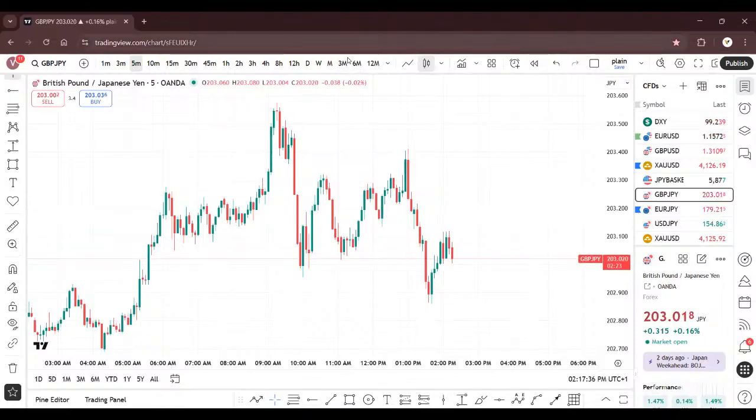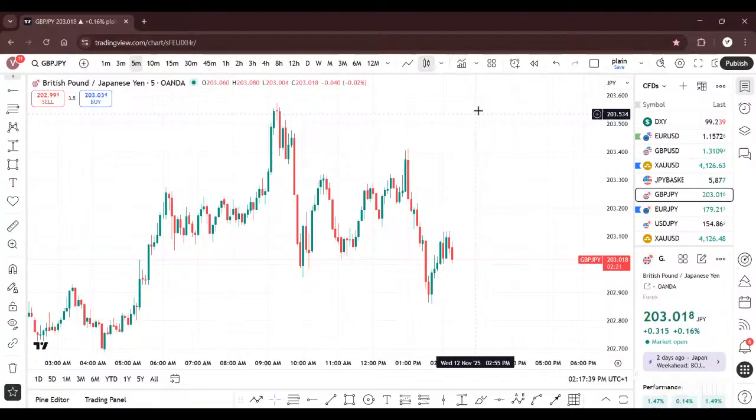I'll have to head back to my chart so that we can take advantage of this together. We're going to be meeting again tomorrow morning for the London session market call-off for tomorrow, being Thursday.